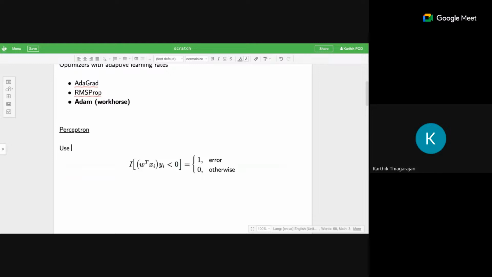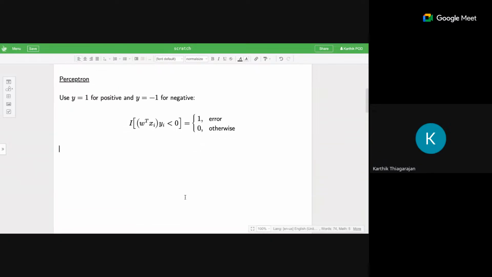Use y equal to 1 for positive. This is not what we use in our course. It's used in MLT, but this is easier. So I'm using this. So this is your perceptron error function, right? In fact, this is the error on one data point. If you sum over your entire data set, this is what you will get. Okay, this is the error or loss function.